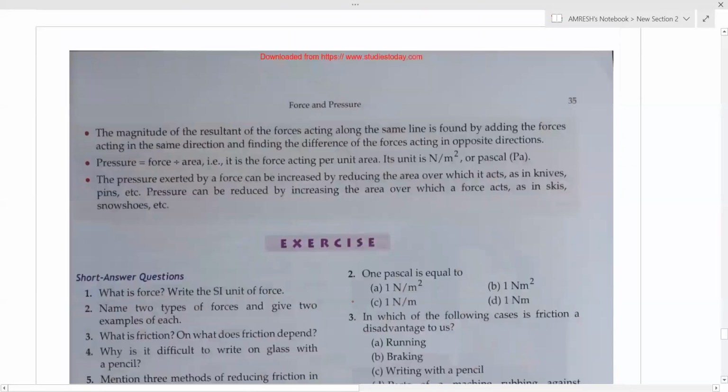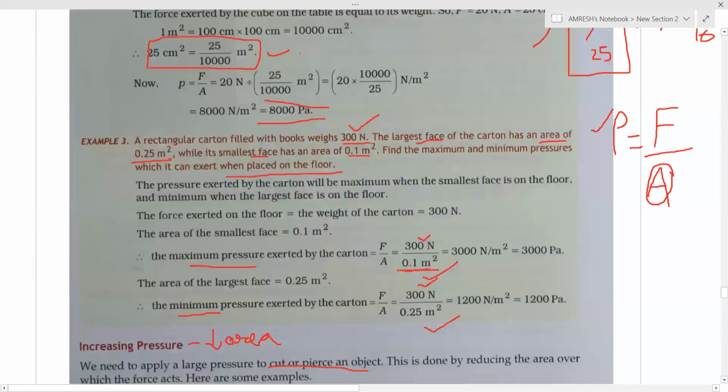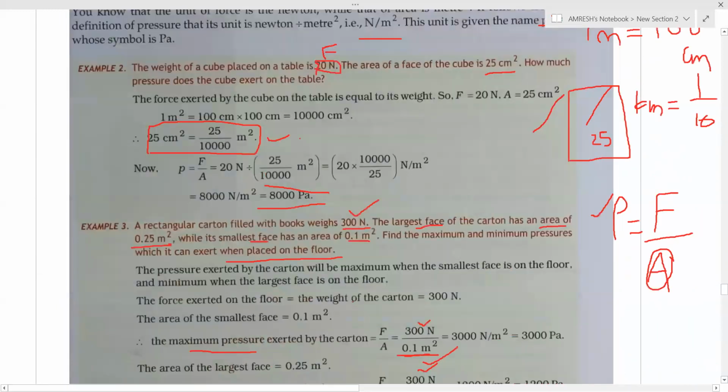So this is all about the chapter pressure. You have to remember mainly 3 or 4 things here. Pressure means force per unit area. SI unit of pressure is Pascal or Newton per meter square. Minimum pressure, maximum area. Maximum pressure, minimum area. This much you remember.